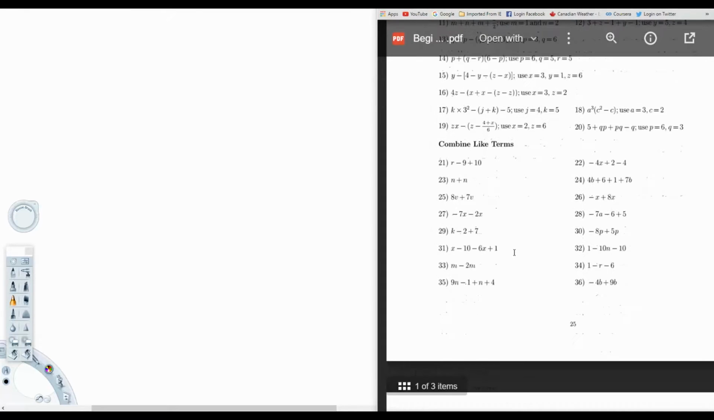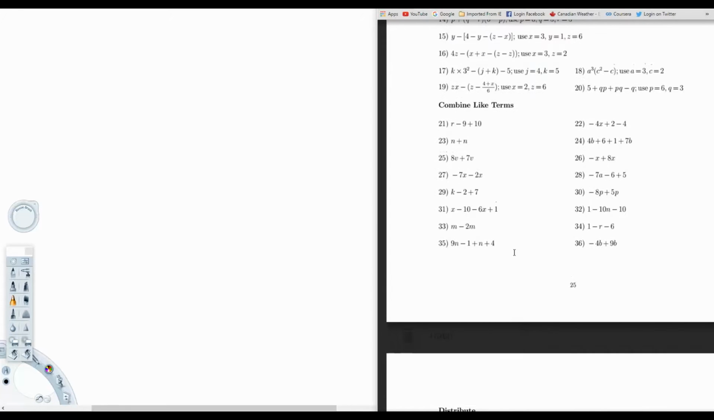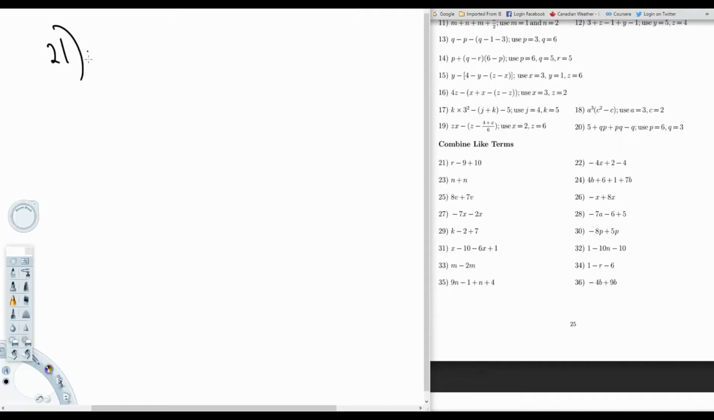So now what are we going to do? We're going to combine like terms. All right. So what does that mean? That means things that are the same, we're going to put them together when we can. All right? That's what it means. Let's do number 21 now. R minus 9 plus 10. Can you subtract 9 from R? I don't think so. So R minus 9 plus 10, that equals R plus 1, right?